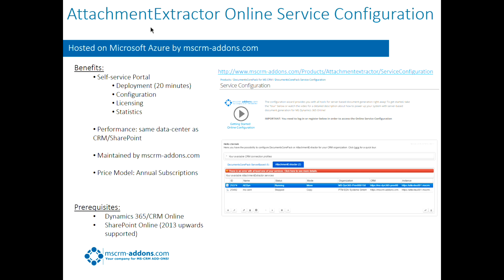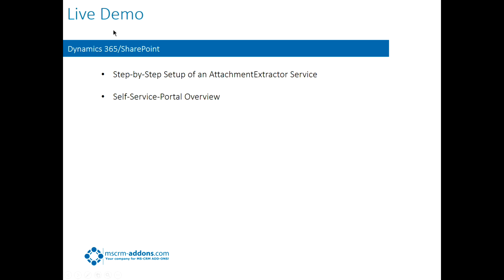One of the prerequisites for using the online service configuration is that you need to be using Dynamics 365 or CRM Online. And you have to be using SharePoint Online, which would be SharePoint Online version 2013 and upwards. Those are the prerequisites to actually use this tool. So let's move on and get into our live demo.